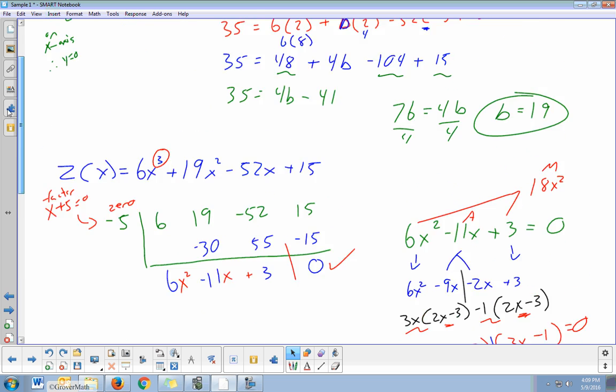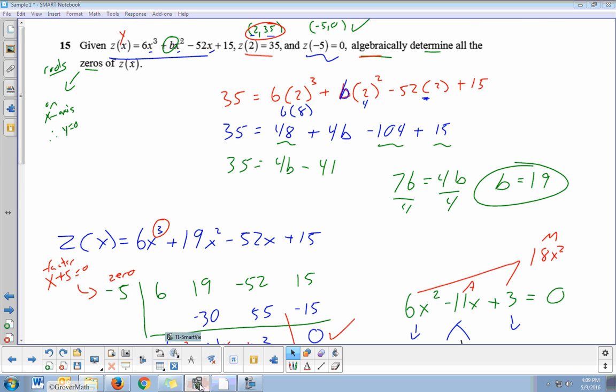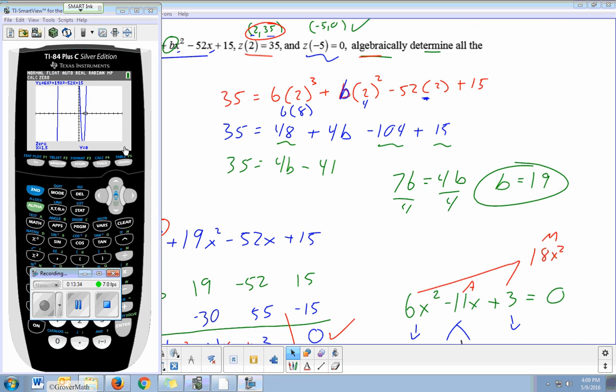All right, so that's it for sample number 15. Some long division, some synthetic division, some factoring. It's a good question. Has a lot of algebra stuff in there, so make sure you know how to do all of that.